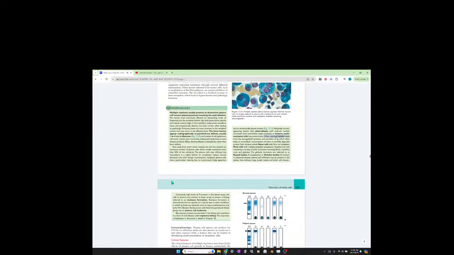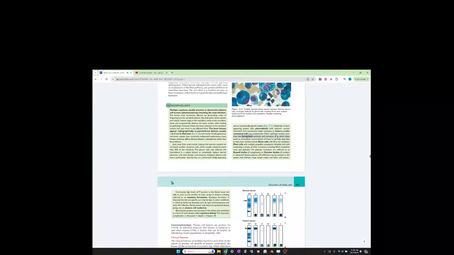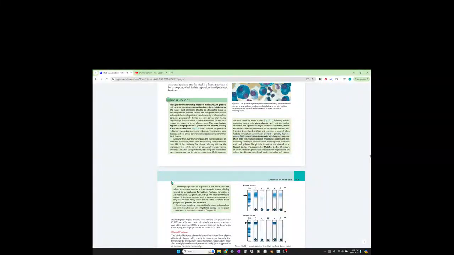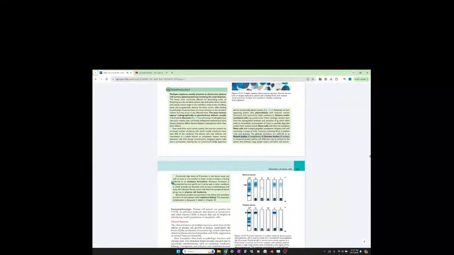Other cytologic variants stem from the dysregulated synthesis and secretion of Ig, which often leads to intracellular accumulation of intact or partially degraded proteins. Such variants include flame cells with fiery red cytoplasm, moth cells with multiple grape-like cytoplasmic droplets, and cells containing a variety of other inclusions, including fibrils, crystalline rods, and globules. The globular inclusions are referred to as Russell bodies or Dutcher bodies.